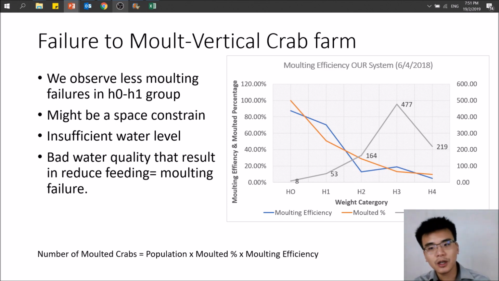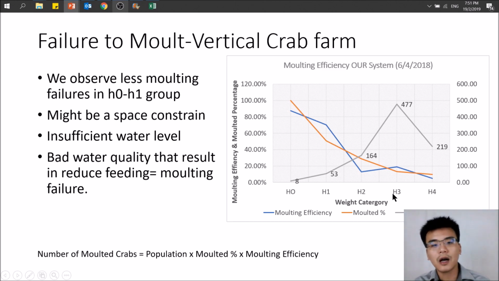As you can see, we first break down the analysis into different weight categories. H0 being crabs from 0 to about 100 grams. H1s are crabs from 100 to 200 grams. H2s are crabs from 200 to 300 grams. And H3 are crabs from 300 to 400 grams, and so on and so forth.